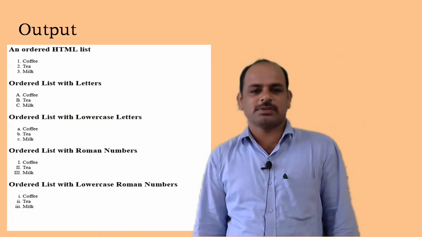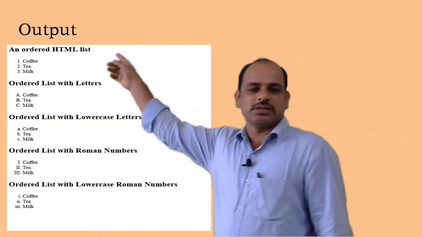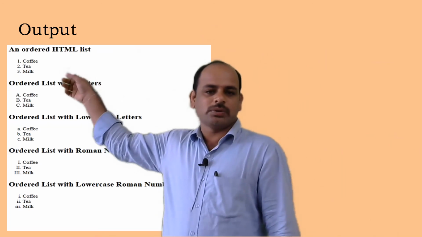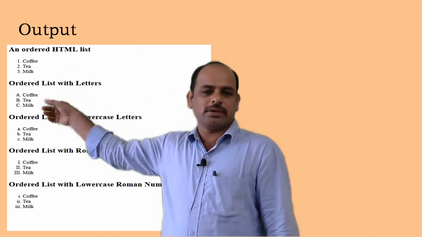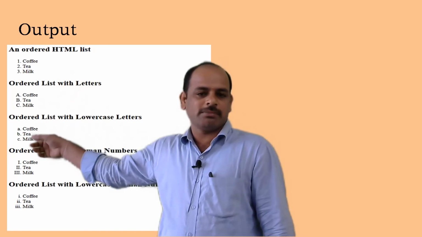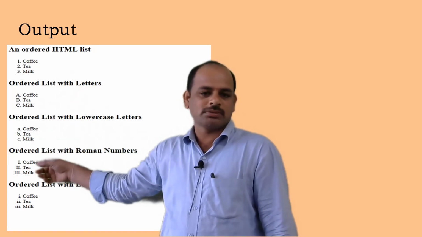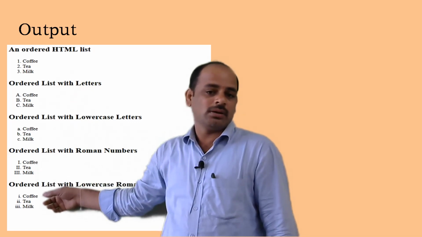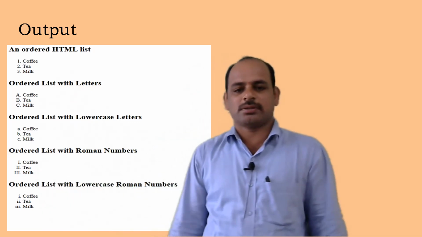You can see the output of this one. First one is the list: 1 coffee, 2 tea, 3 milk. Here is A, B, C beside the list items. Then small a, b, c. Roman numbers I, II, III here. Again, small i, ii, iii, like this. Right?